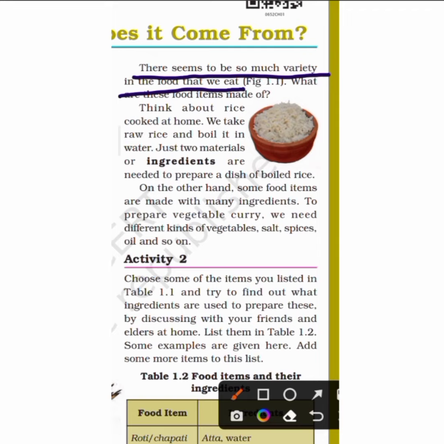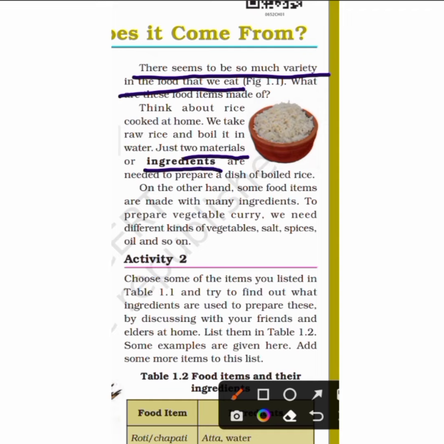What are these food items made of? Think about rice cooked at home. We take raw rice and boil it in water. Just two materials or ingredients are needed to prepare a dish of boiled rice. So here they have given a dish which is boiled rice, and to make that dish we use two materials: we take raw rice and boil it in water. That's how we do this. So here we just use two materials or ingredients.